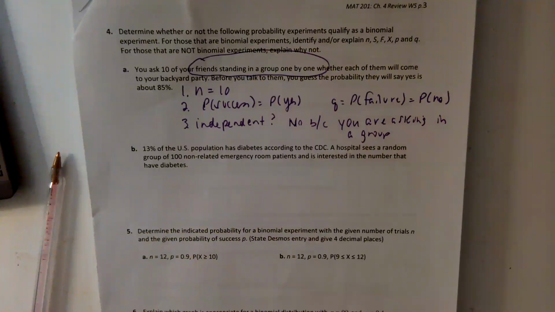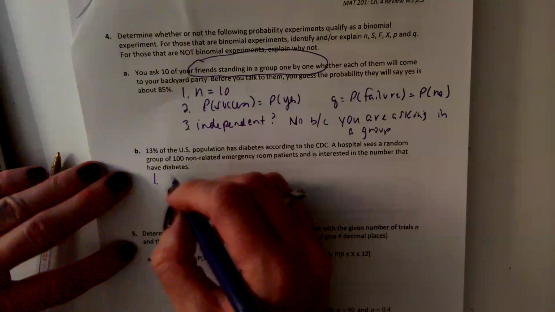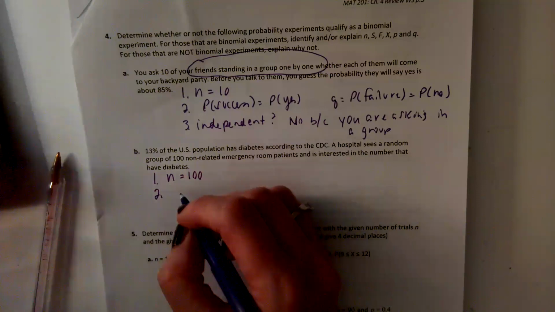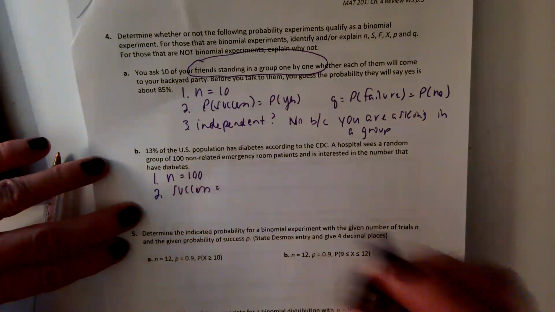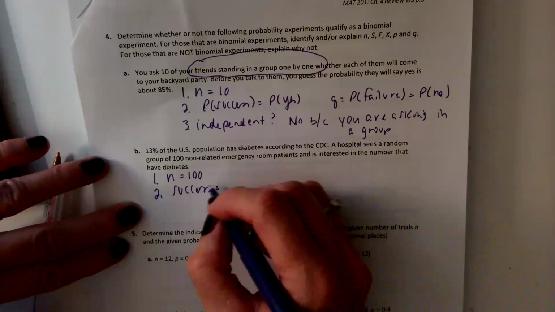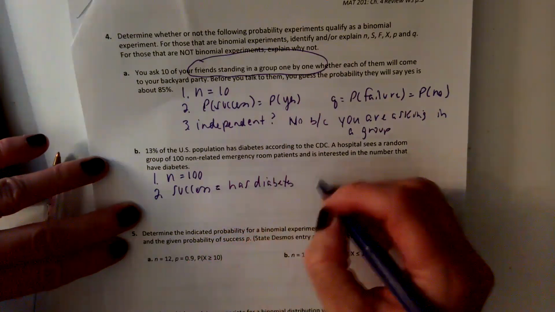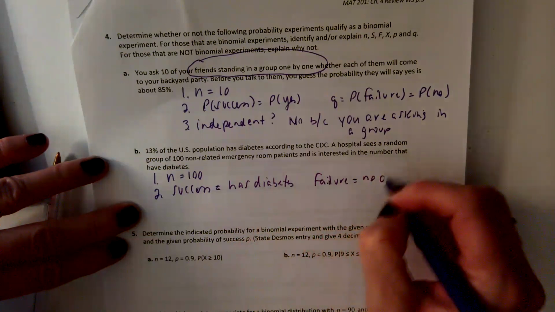So B says 13% of the US population has diabetes, according to the CDC. The hospital sees a random group of 100 non-related emergency room patients and is interested in the number that have diabetes. So let's try this again. So 1 says fixed number of N would be yes, the 100 non-related patients. 2 is the outcomes of success and failure. So success would be has diabetes for the sake of this experiment. Failure would be no diabetes.